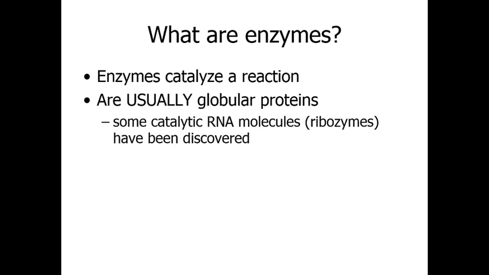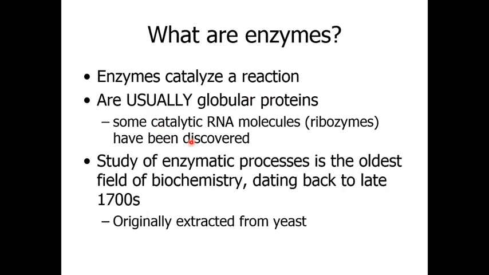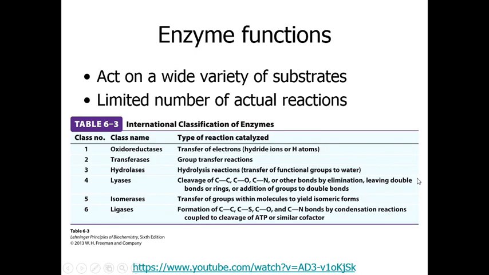Now, what are enzymes made up of? Enzymes are usually globular proteins. Some enzymes are RNA molecules called ribozymes that have catalytic properties. The study of enzymatic processes is one of the oldest fields of biochemistry, and it dates back to the 1700s. One of the original enzymes was extracted from yeast. This slide describes some of the common physiological enzyme functions.